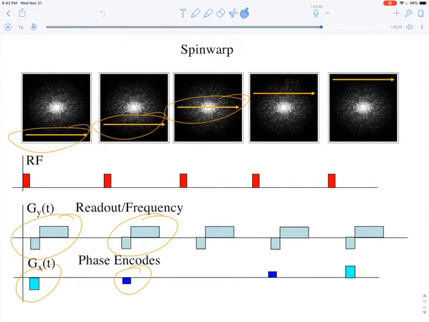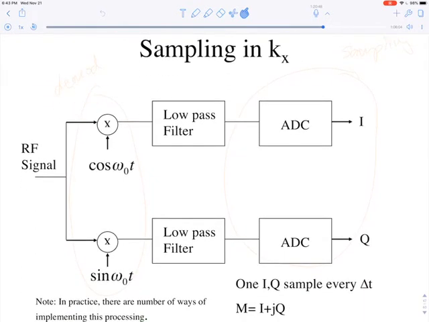Well, for each one of these lines, as I'm going along the line, I'm measuring the MR signal over a long time. So there is some intrinsic delta kx that I'm sampling along that kx line. The way that sampling is done in practice is with the electronics. So this is the demodulation here. We've talked about that before. And then this is the sampling part.